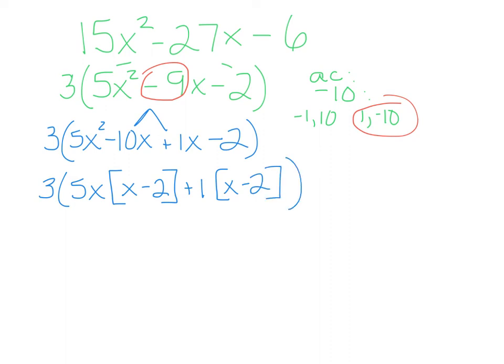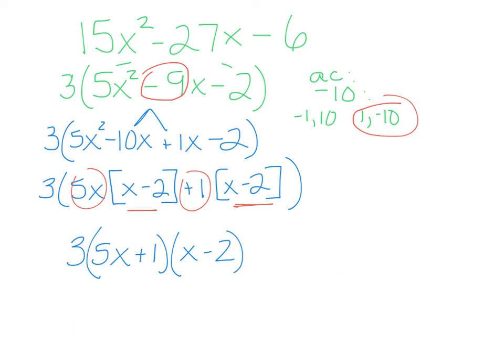So for the final answer, remember these things are exactly the same, and we combine these. My final answer is 3 times 5x plus 1 times x minus 2. And this is more complicated than perhaps what you'll see today in class, or tomorrow in class, but a good reminder of the AC method.